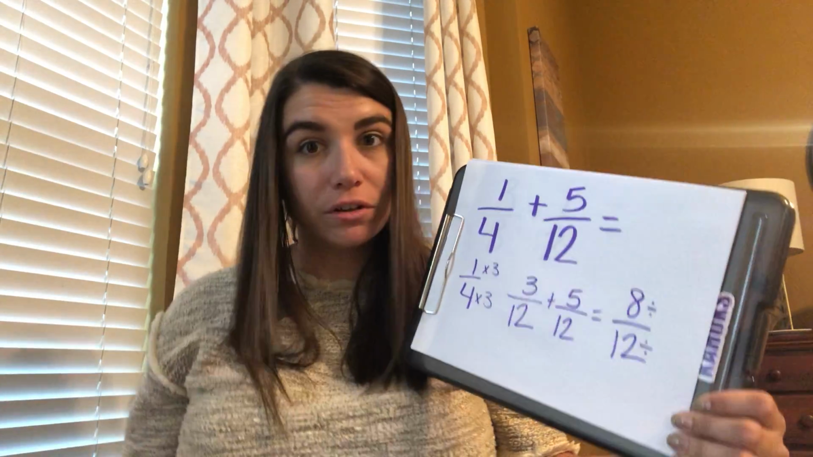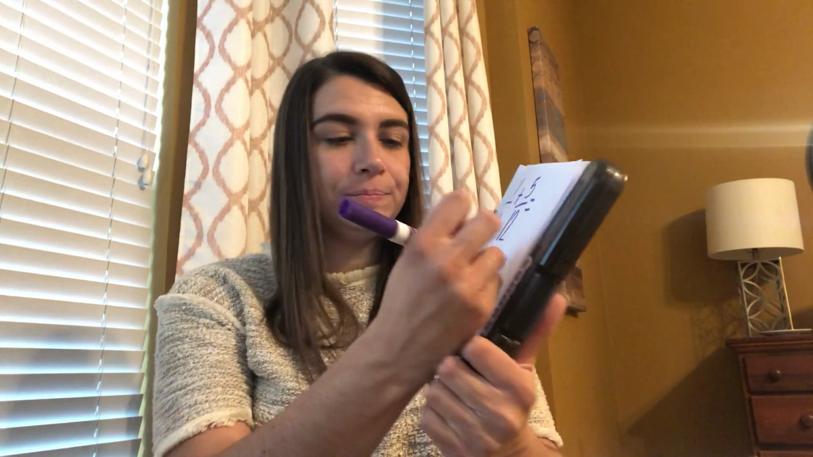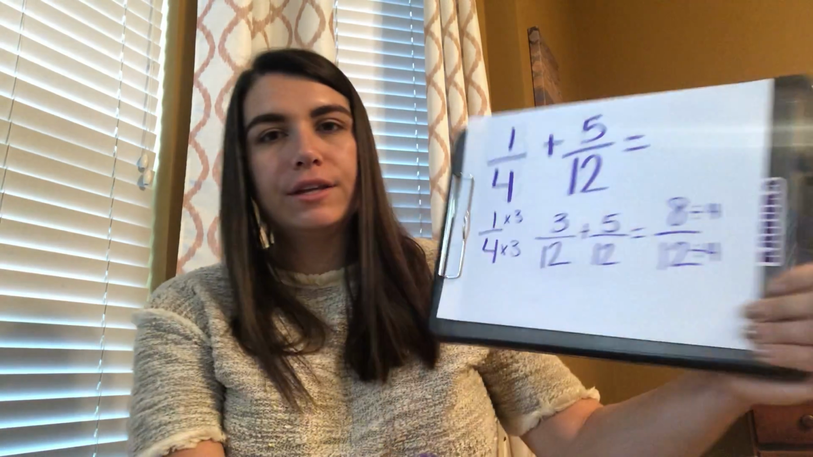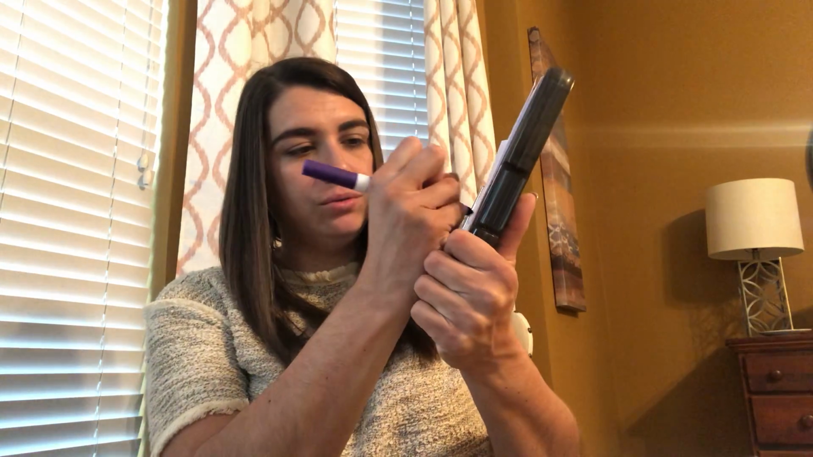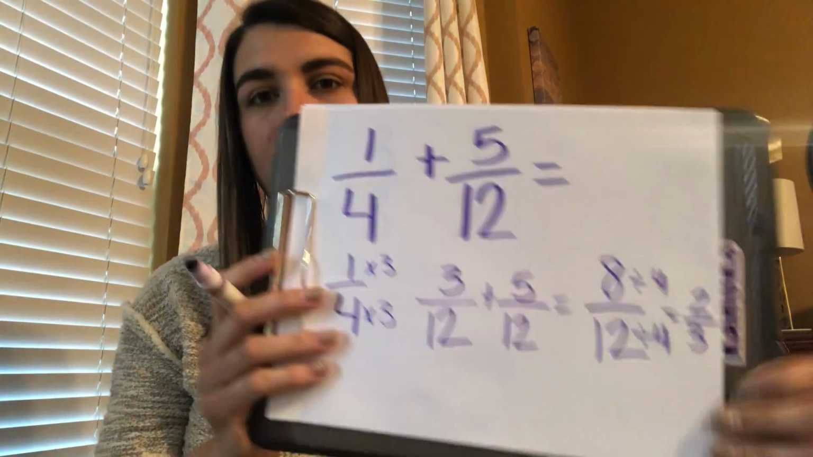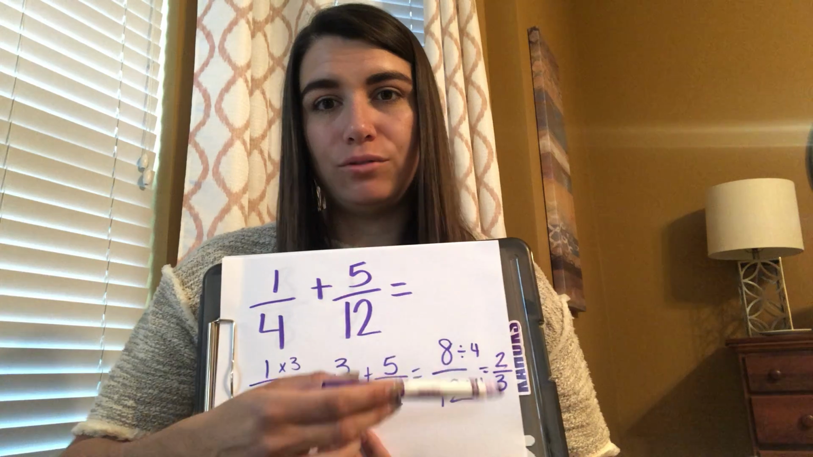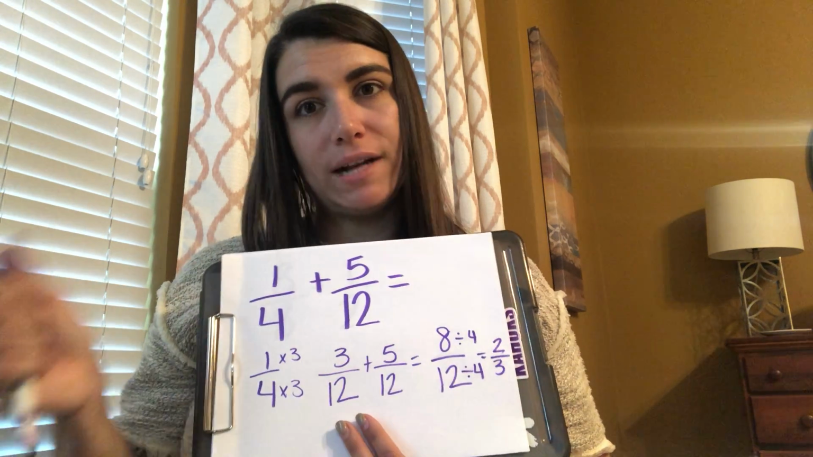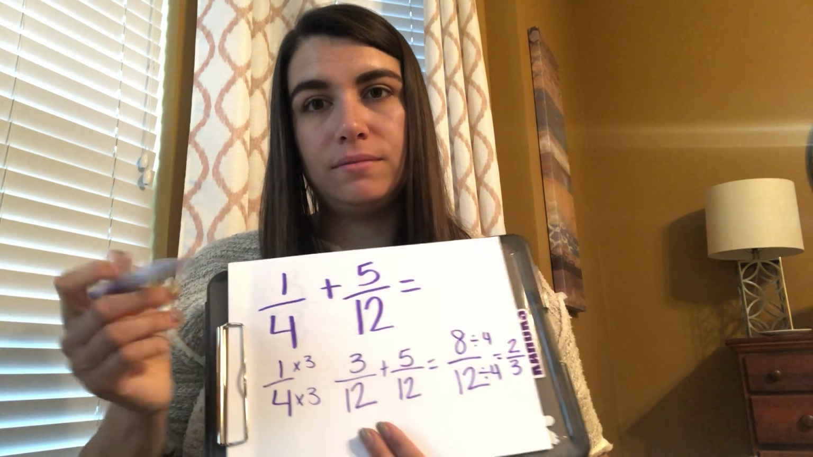But then you could go one step further. So my highest number that I can divide both of them by is 4. So 8 divided by 4 is 2, and 12 divided by 4 is 3. So if you didn't get that part yet, just go ahead and write it down so you get in the habit of simplifying. So 2/3 is also a correct answer for this one, because 2/3 is the same as 8/12.